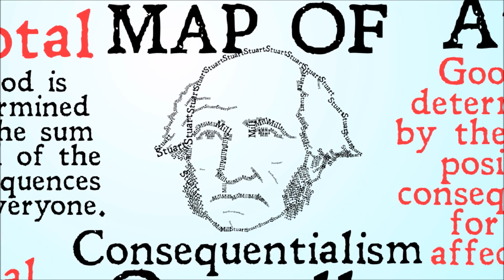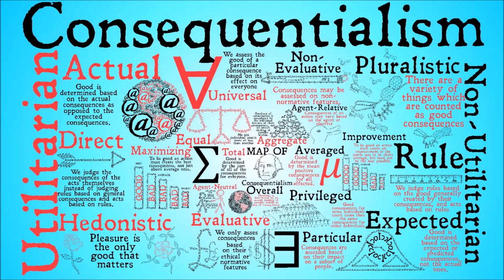Once again, all of these 10 different distinctions are independent of each other. You can pick and choose as you like. Go ahead, create your own consequentialism. If I'm doing the math right, there should be about 1,024 different ways you can combine these. I can't promise all of them will make sense, but give it a try, see what makes sense, and here is the map of consequentialism.